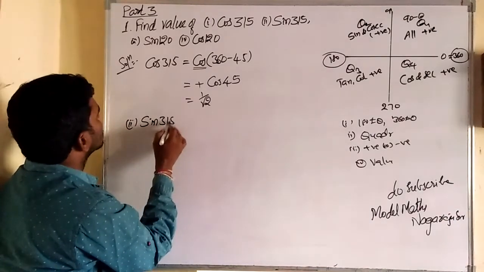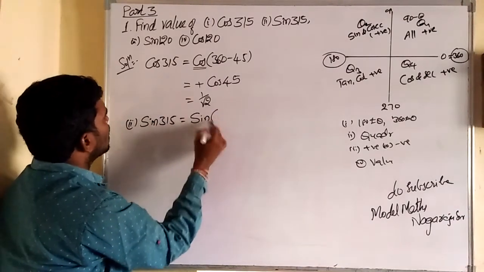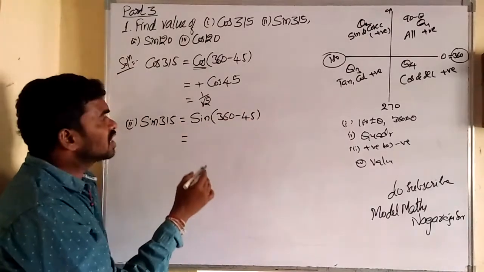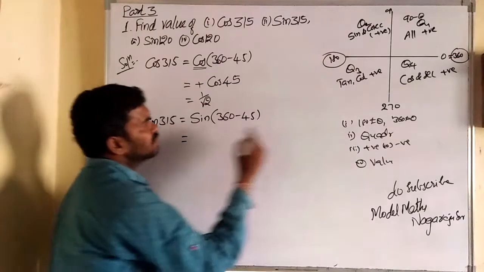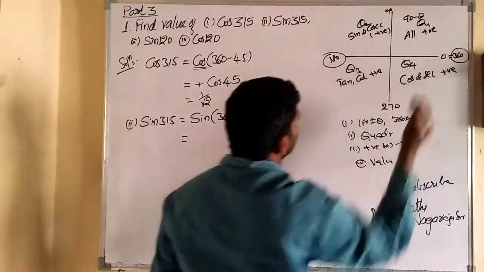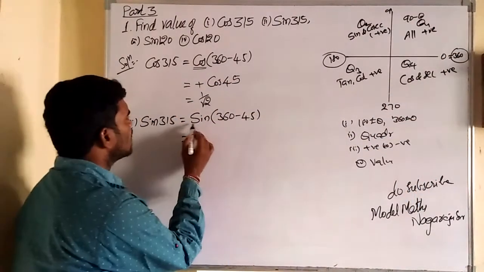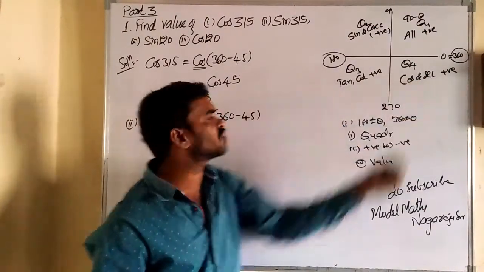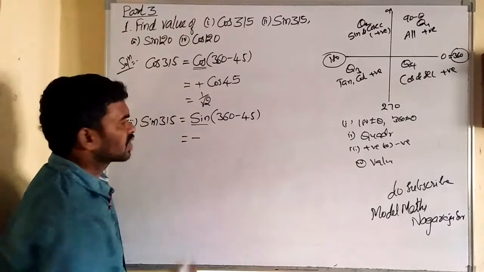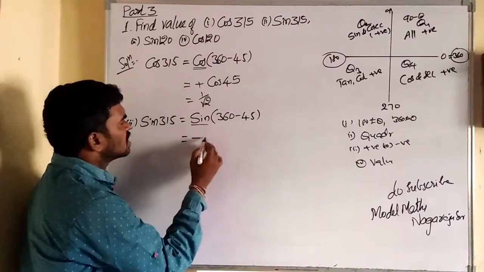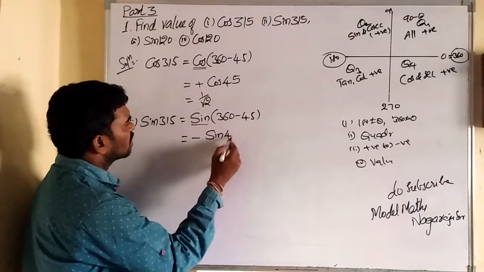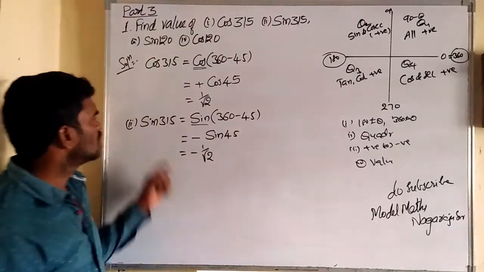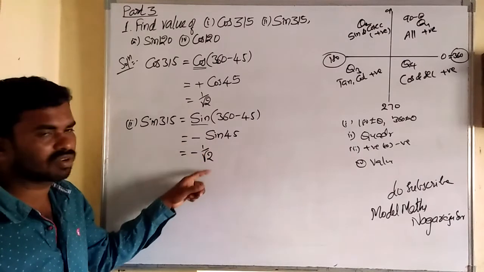Sin 315. Sin 315 means sin of 360 minus 45. Which quadrant does it belong to? 360 minus means below 360, so it belongs to the 4th quadrant. In the 4th quadrant, is sin positive or negative? Only cos and sec are positive and the remaining are negative, so sin is negative. Sin has no change: sin 45. Minus sin 45, which is minus 1 by root 2. So the sin 315 value is minus 1 by root 2.